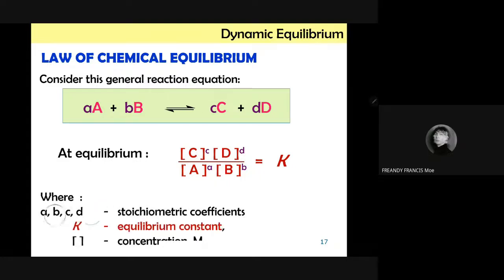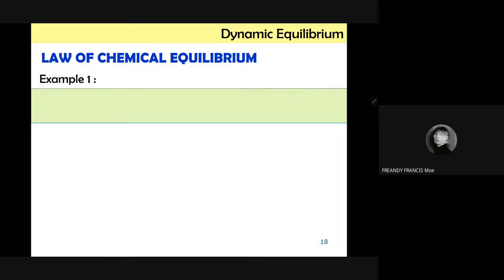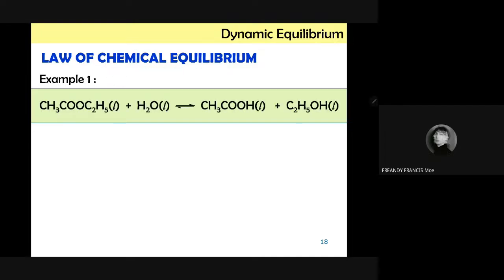Di mana A, B, C, D yang kecil adalah stoichiometric coefficient, K adalah equilibrium constant dan square bracket adalah concentration dalam bentuk molarity. Okay, so let's have a look at an example. Kita nak tengok law of mass action ataupun law of chemical equilibrium untuk this reaction. Okay, so kita ada CH3COOCH2CH5 dalam bentuk liquid reacting with water dalam bentuk liquid to produce CH3COOH dan CH2O5 dalam bentuk liquid.